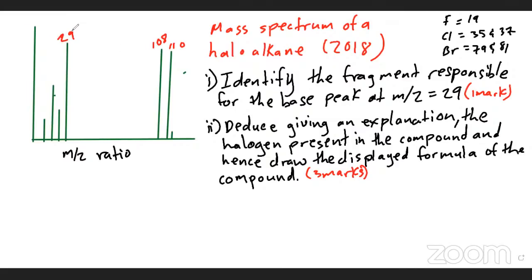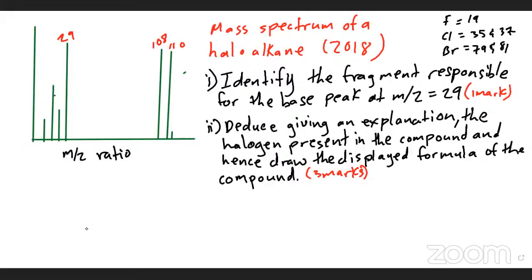And remember also, on any mass spectrum, once you see 29, what fragment is 29? C2H5. Right, C2H5. All right, so let's follow what we said and work it out.